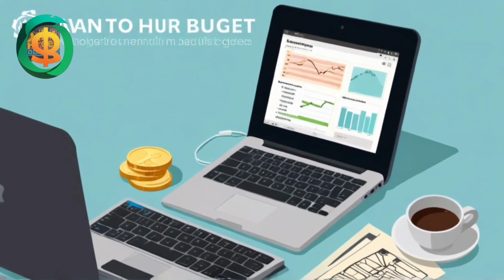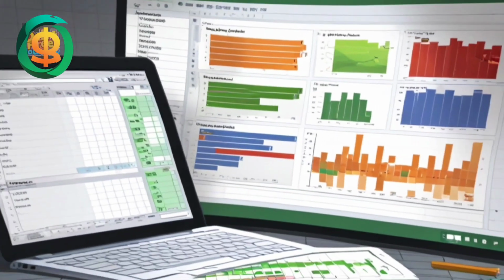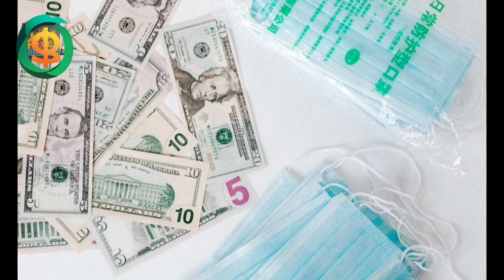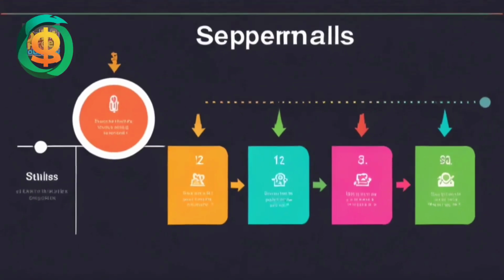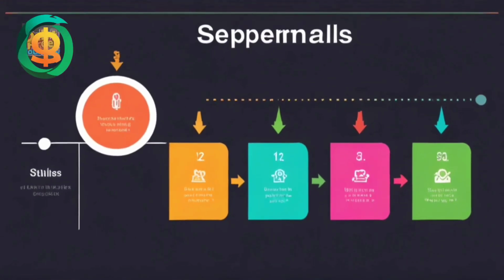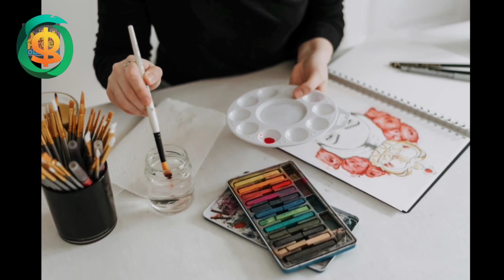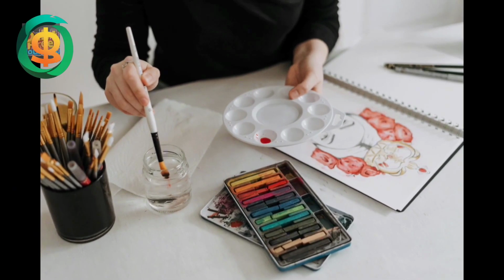Step number 5. Create and adjust your budget. Draft your budget. Use a spreadsheet, budgeting app, or pen and paper. Allocate a specific amount for each category of expenses based on your income and goals. Monitor and adjust. Track your spending throughout the month. Compare actual spending with your budgeted amounts. Adjust categories as needed to stay on track.